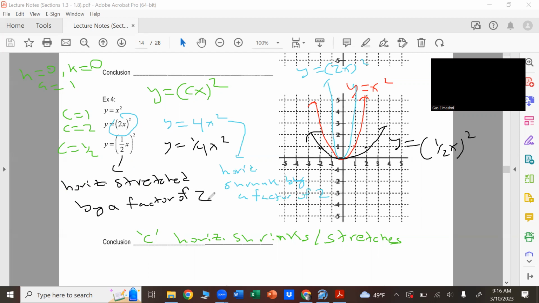So you would say this is horizontally stretched. I know it's a bit counterintuitive, but clearly it is stretched. The black is stretched compared to the red, where the blue is horizontally compressed or shrunk. The black is going to be horizontally stretched by a factor of 2.